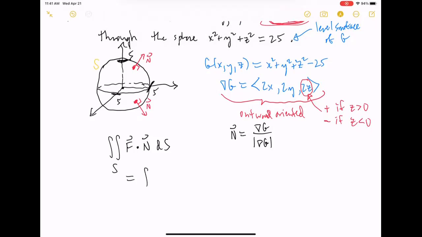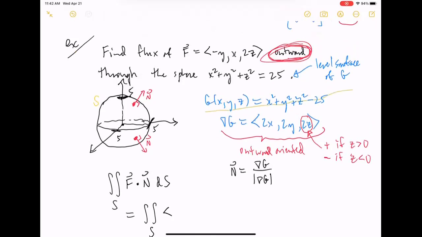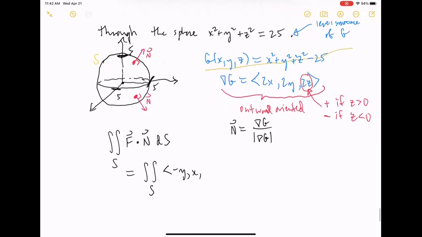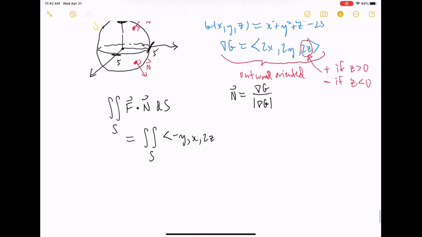So first of all, it's going to be the double integral over S of what? What was F again? Let's look up here: negative y, comma x, comma 2z. And I'm going to dot that with the gradient of G: 2x, comma 2y, comma 2z.